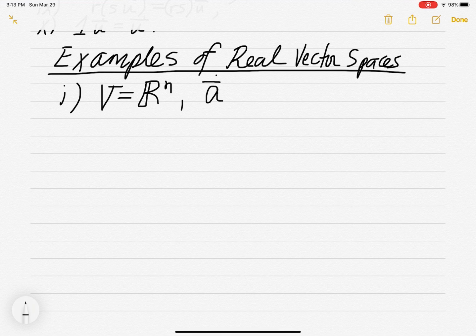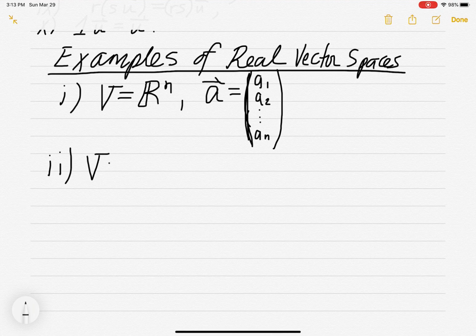A vector a, it would have elements or entries a1, a2, and so on and so forth, an. That's what a typical vector would look like in Rn. All right, let's do another example.